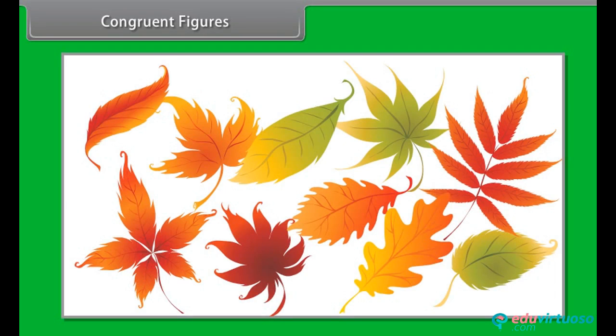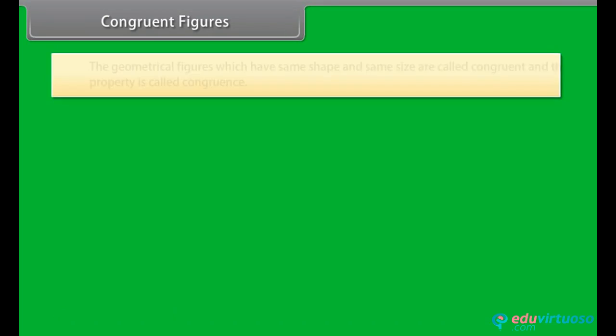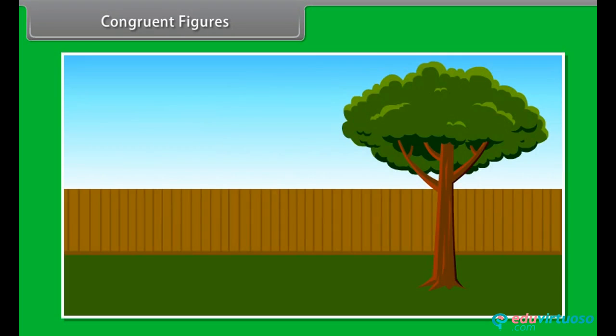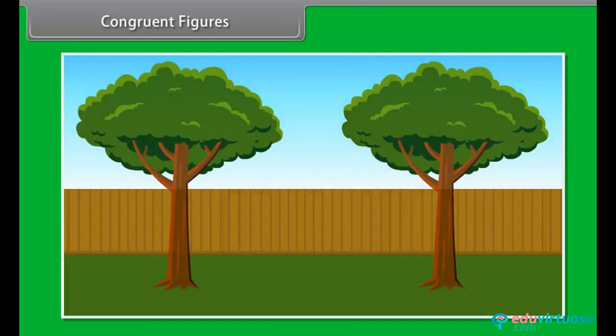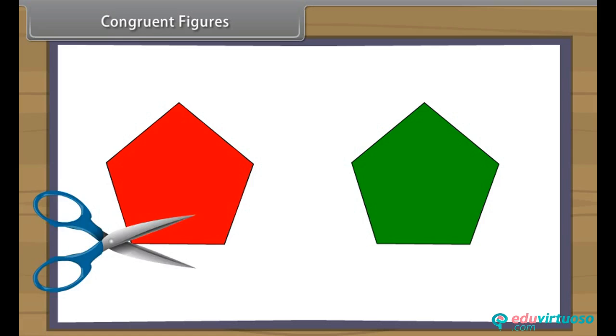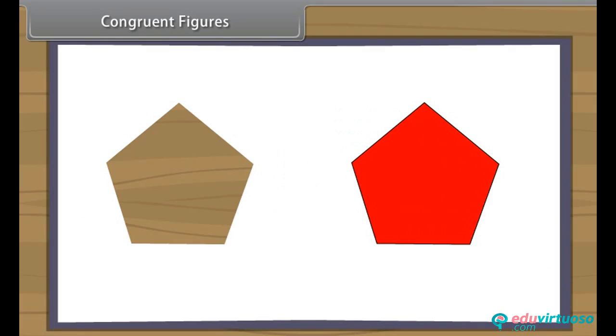Congruent figures. You might have observed that leaves of different trees have different shapes. But leaves of the same tree have almost the same shape, although they may differ in size. The geometrical figures which have the same shape and same size are called congruent, and the property is called congruence. Congruent objects are duplicates of one another. If two mathematical figures are congruent and you cut one figure out with a pair of scissors, it will fit perfectly on top of the other figure.